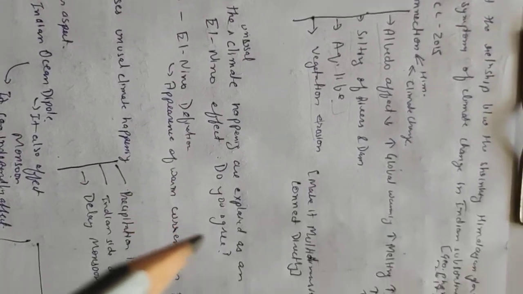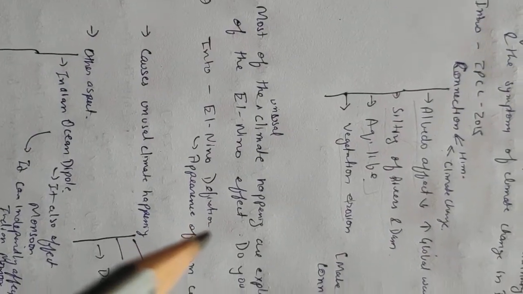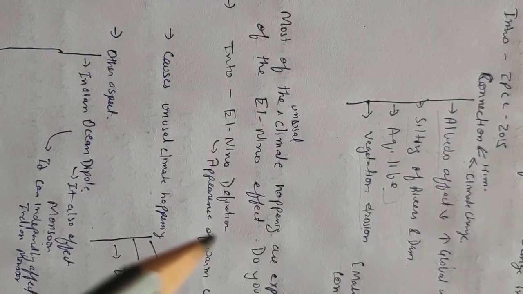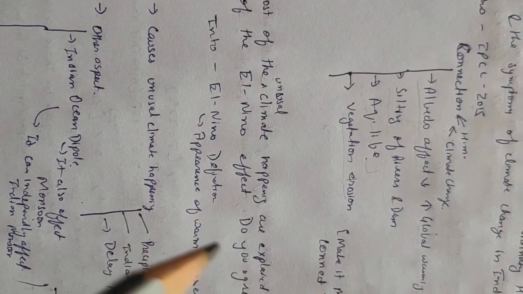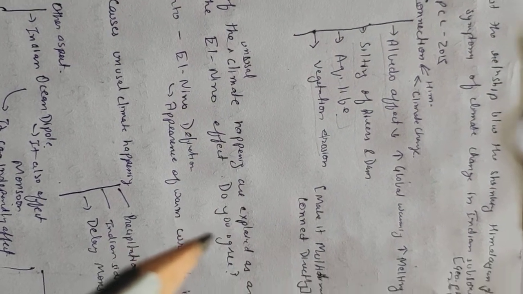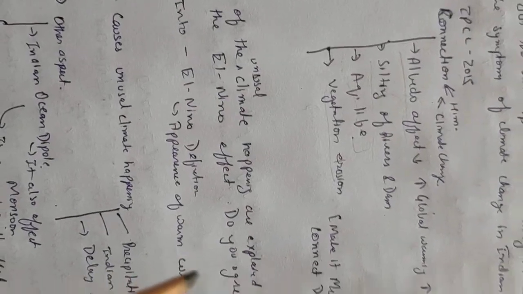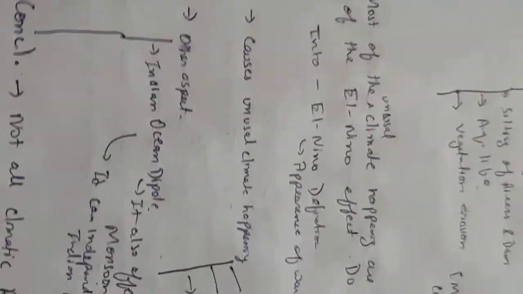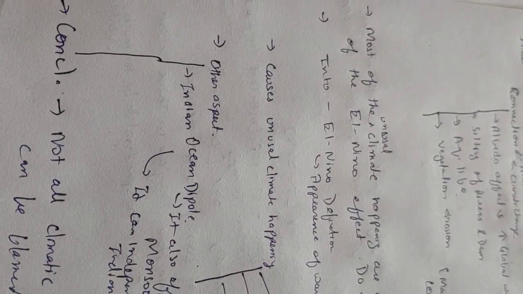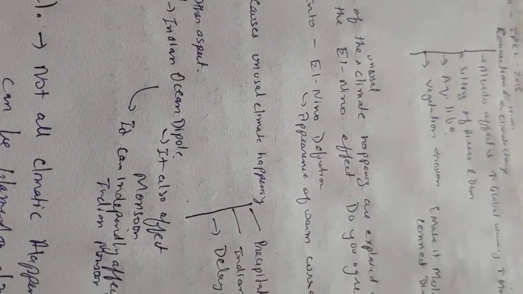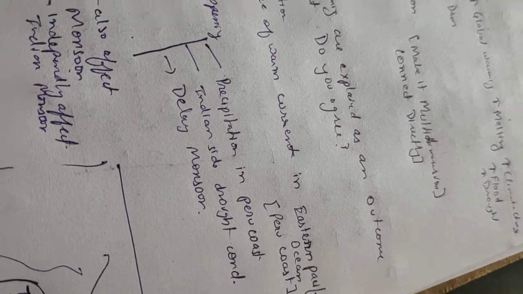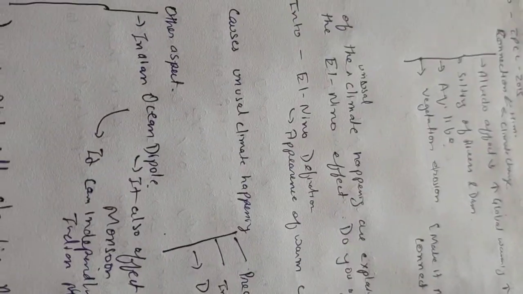Most of the unusual climate happenings are explained as an outcome of the El Nino effect. Do you agree? So the question is that there are different climatic changes or unusual climate happenings which you can relate to El Nino. So do you agree with this or not? It's a tricky question because there can be two sides to this question also. So now you have to simply give the introduction of El Nino. El Nino is the simple appearance of a warm current in the eastern Pacific Ocean. Okay, so it is basically near the Peru coast.